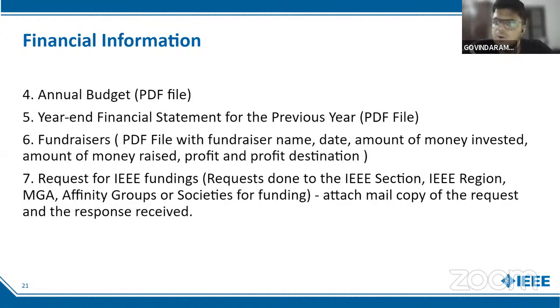Then request for funding. IEEE has a lot of funding opportunities, basically from societies or affinity groups or various other funding opportunities. So in this document, you need to add the details of the mail which you sent as a request and the response from the respective OU. So that is about the financial information.